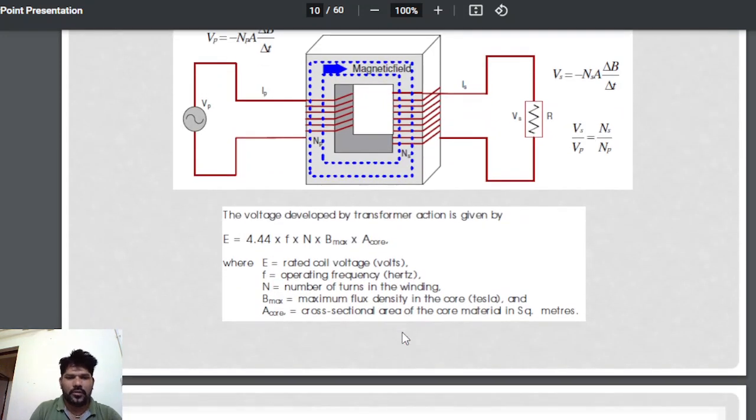Here every electrical engineer knows about these terms: operating frequency, number of turns, maximum flux density in the core, and cross sectional area of the core. Based on that, the number of turns is very important. All these other things are the same, but when you increase the number of turns, your voltage also increases. You can see in this diagram here the number of turns are less and here the number of turns are more. So power transformer is always a step up transformer.